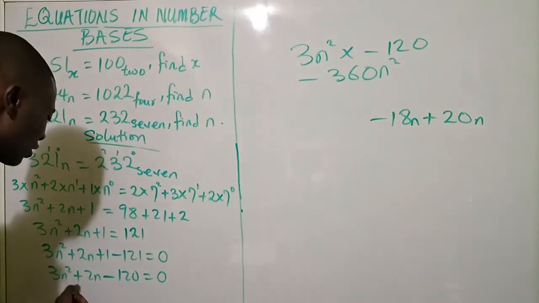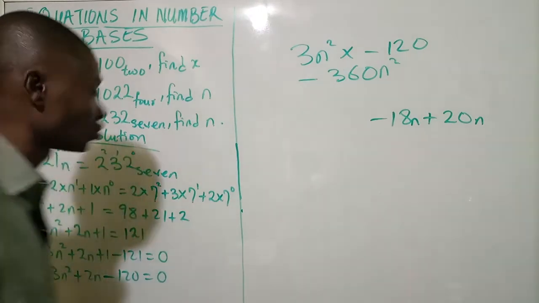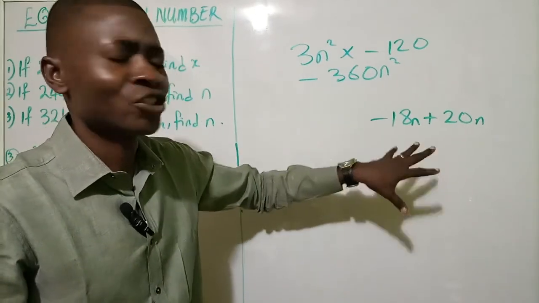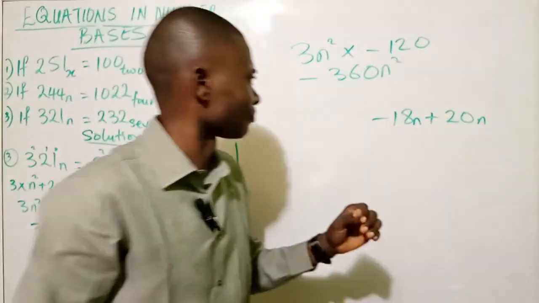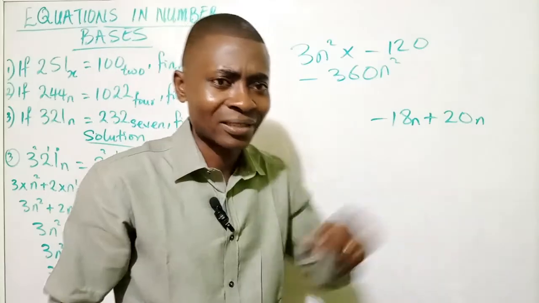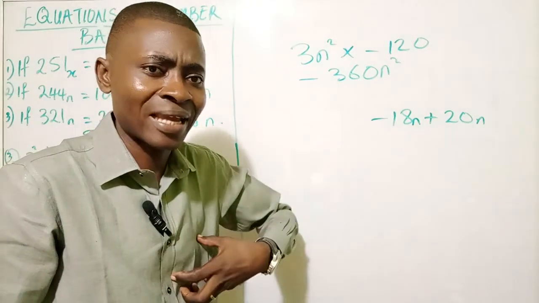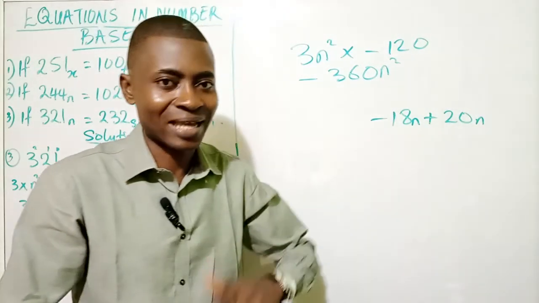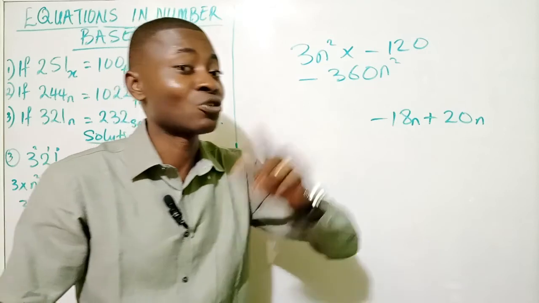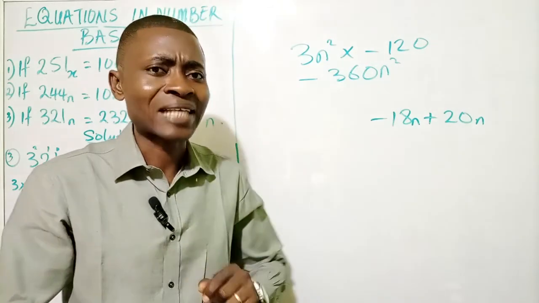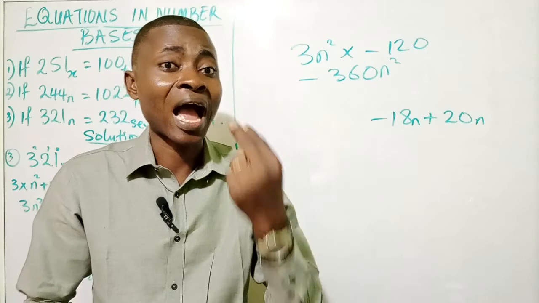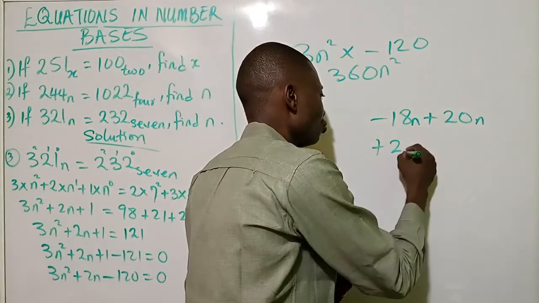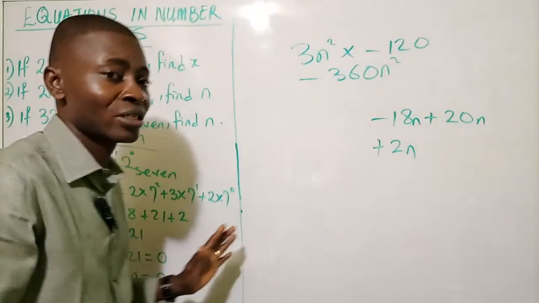Let's check the second condition. When we add this together, we should be able to get plus 2n. Now let's check what you have here. This means you are owing someone 18n and you have 20n. Since you have 20n and you are owing someone 18n, you will give the person back his 18n. After returning the 18n, you should still be having 2n. And you are having 2n means plus 2n. So the two conditions are satisfied.